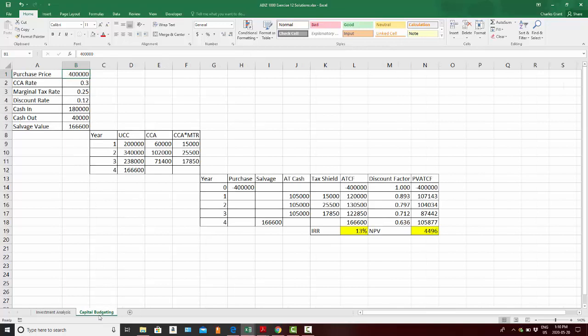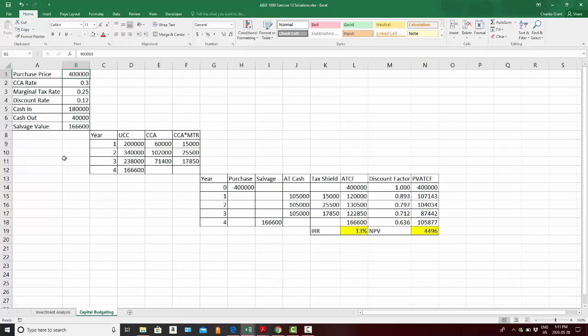And here we have capital budgeting, where we're calculating the net present value of an investment. In this case, the purchase price is $400,000. The capital cost allowance rate is 30%. The marginal tax rate is 25%. The discount rate is 12%. Each year we're getting $180,000 in from the investment, and we have $40,000 going out. And in the end, we have a salvage value of $166,600 at the end of year 3 or the beginning of year 4.